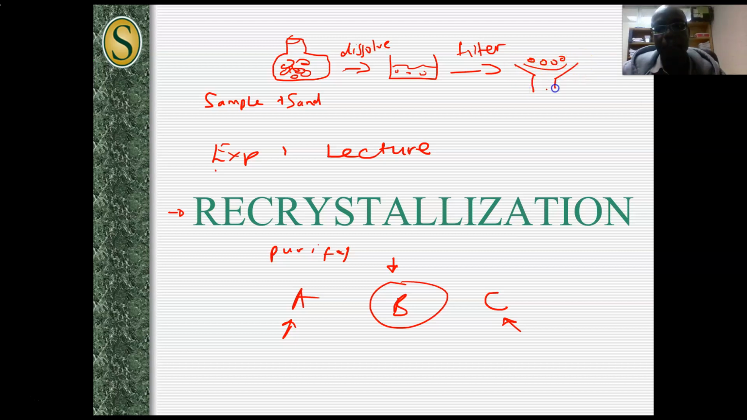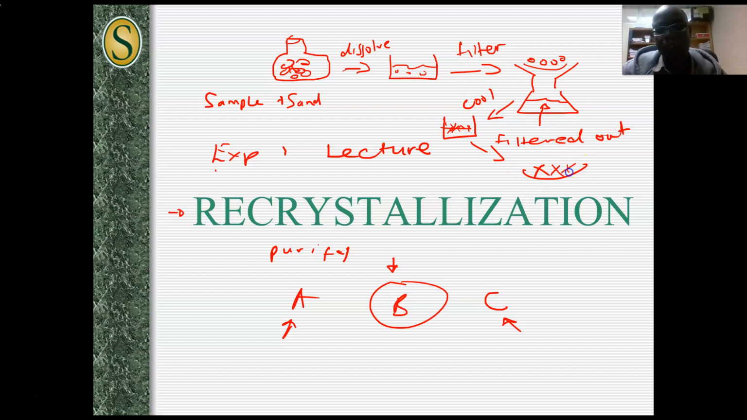and your liquid containing your sample will flow through, and then from here you can cool the liquid to grow the crystals, and those crystals can again be filtered out. So that's the process of how we're going to collect our crystals of benzoic acid from its mixture with carbon.